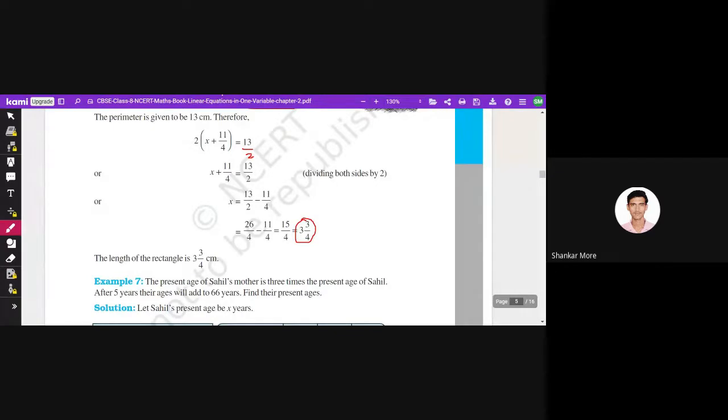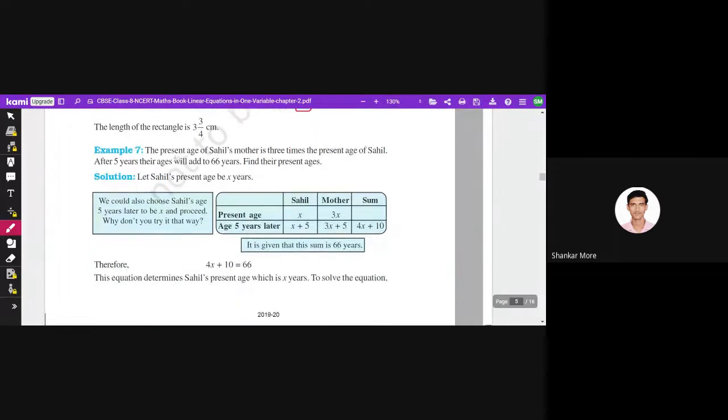Okay, so what is this? This is the length. Is it, students? This is the length. So this is how we solve the equations. Now we will take one more example.